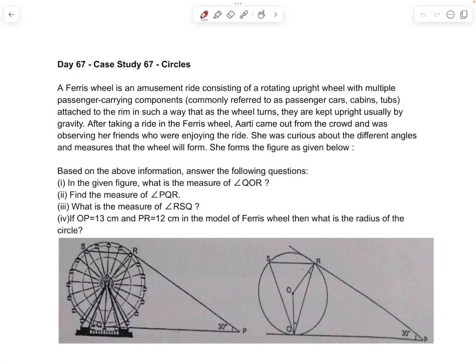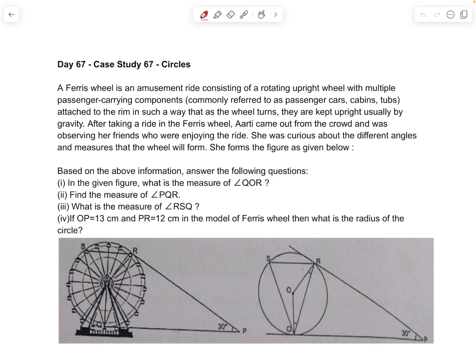The question goes like this. A Ferris wheel is an amusement ride consisting of a rotating upright wheel with multiple passenger carrying components, commonly referred to as passenger cars, cabins, tubs, attached to the rim in such a way that as the wheel turns, they are kept upright usually by gravity.